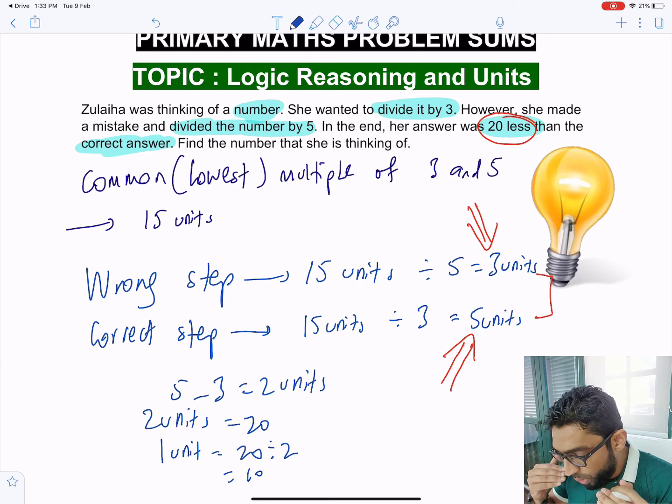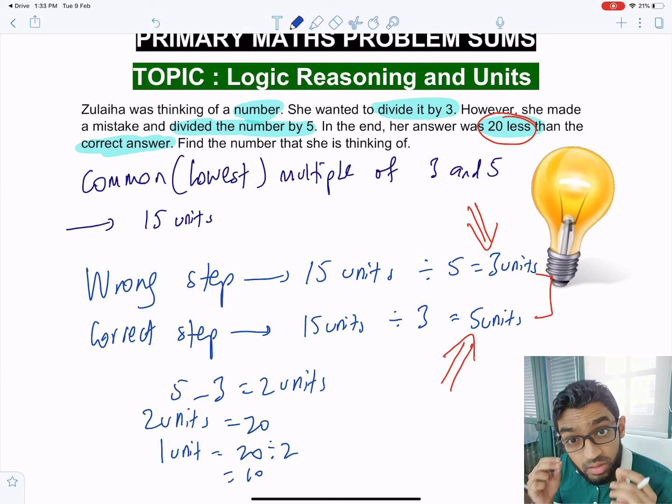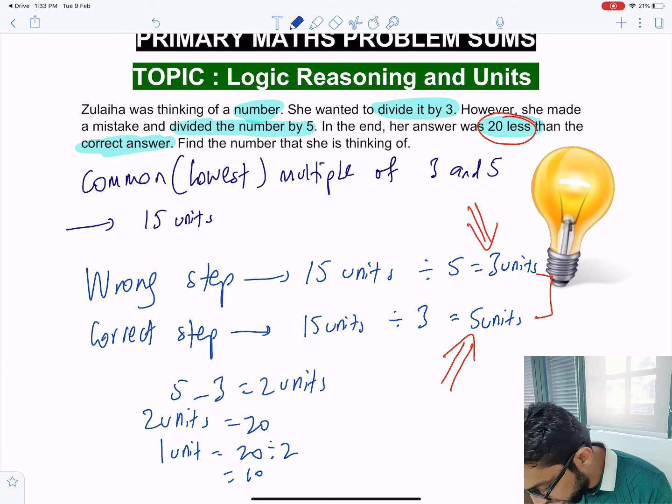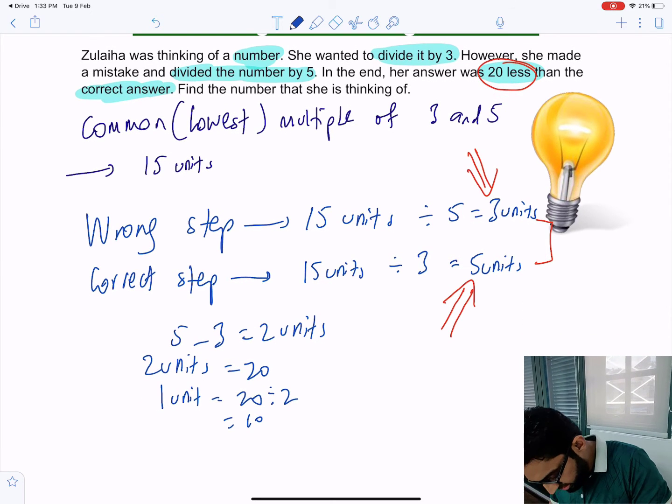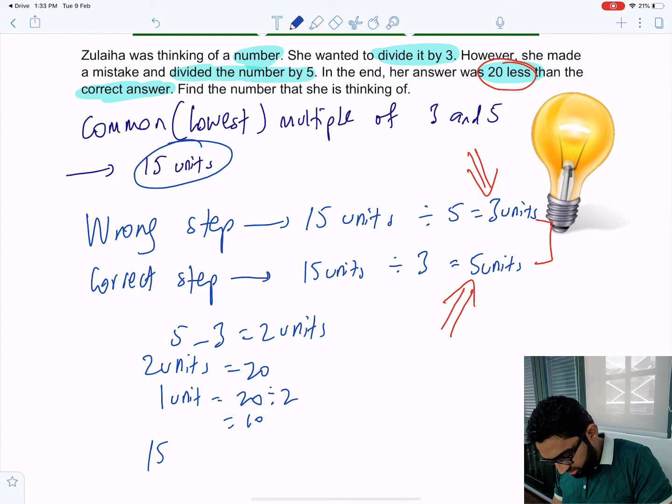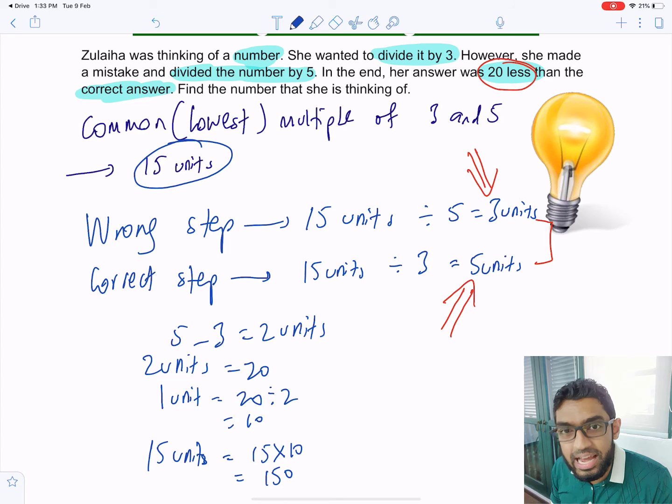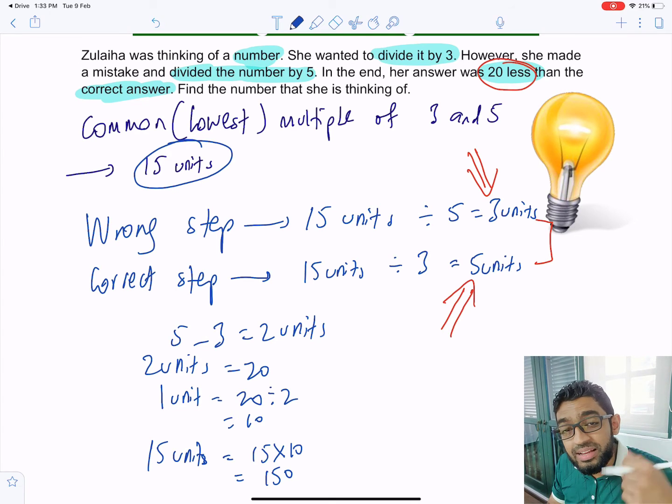And the question is, what is the number that this person is thinking of? That would be 15 units. So 15 units is equal to 15 times 10, which is 150, and that is literally our final answer for this question. Let's do a quick check.